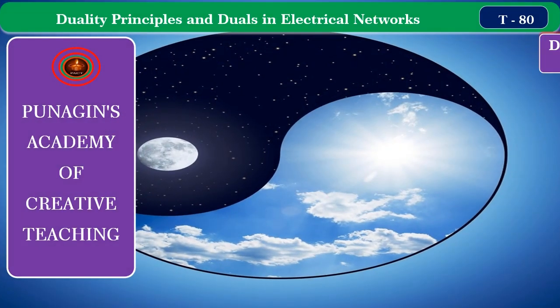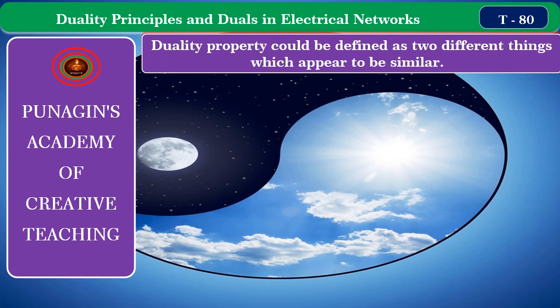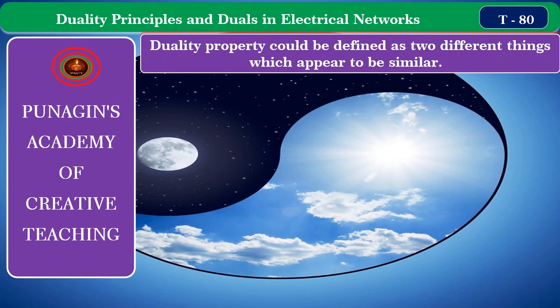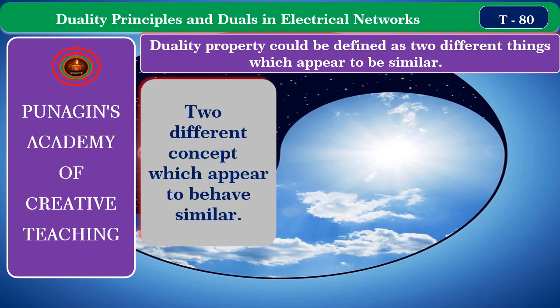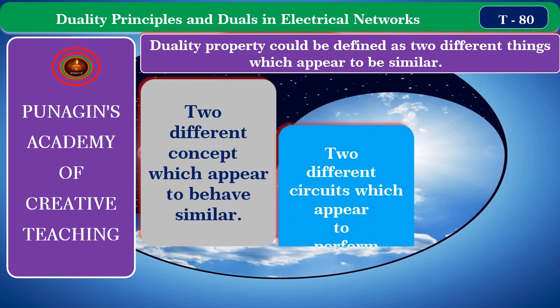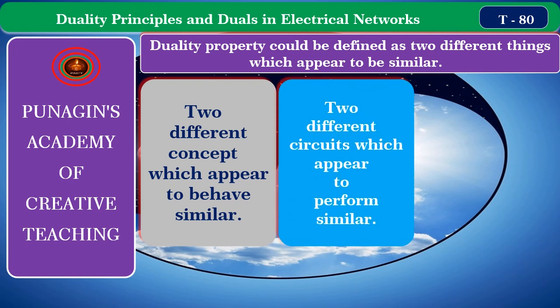Friends, duality property could be defined as two different things which appear to be similar. For example, two different concepts which appear to behave similar, two different circuits which appear to perform similar.